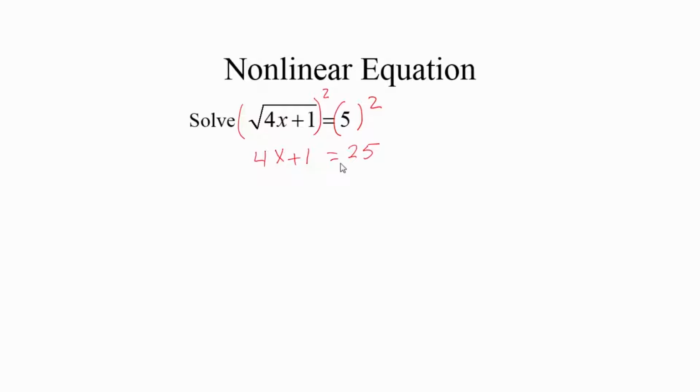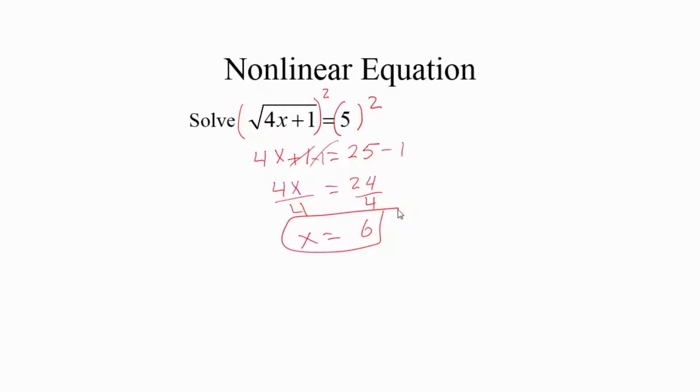Now you subtract 1 from both sides. This would be 4x, because plus 1 and minus 1 cancel, equal 24. Divide both sides by 4. x would be equal to 6. That's the answer to this equation.